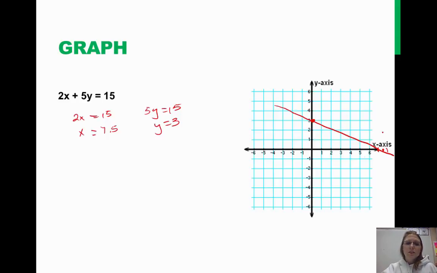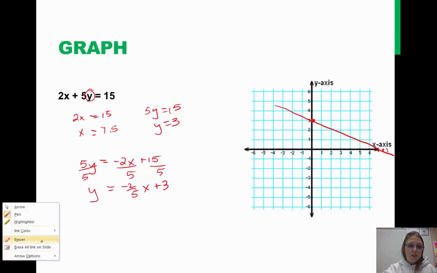Another way we could do this is to solve for y and put it in slope-intercept form. If I wanted to get y by itself, I'm going to subtract 2x from both sides. So I'm going to have 5y equals negative 2x plus 15. And now I want to get y by itself, so I would divide everything by 5. And y is the same as saying negative 2/5 x plus 3.